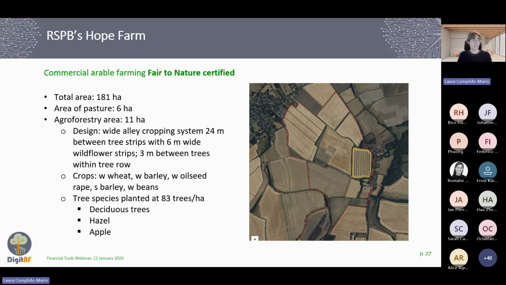The crops is a rotation of winter wheat, winter barley, winter oilseed rape, spring barley, and winter beans. And the trees planted were a combination of deciduous trees, hazel, and apple. But for the purposes of our simulation, we have only used apple trees because that's the one limitation that currently FarmSafe has. We cannot select more than one tree species in one system.